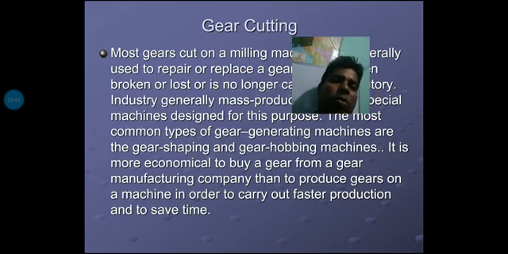Gear hobbing is the best suitable process, and you can use that process from a future perspective. It is more economical to buy a gear for a gear manufacturing company than to produce a gear on a machine, in order to carry out faster production and save time. That is the gear cutting of any spur gear. Spur gear is the simplest form, so that is the case of designing the spur gear.